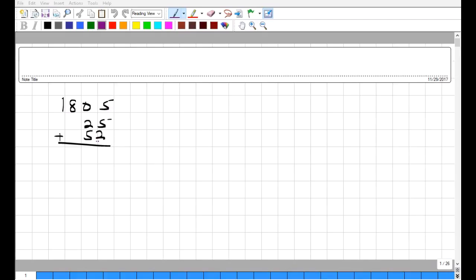1,805 plus 25 plus 52. Let me see if I can bring my cursor in. Okay, so I'd say 5 and 5, 10, 10 and 2 would give me 12. I'm going to write 2 and carry 1. I'm going to say 5 and 2, 7, 7 and 1, 8. Bring my 8 down and bring my 1 down. So 1,805 plus 52 should give me 1,882.